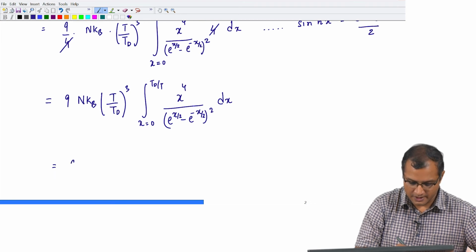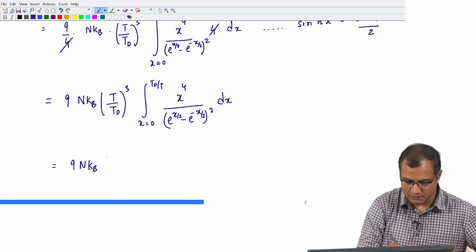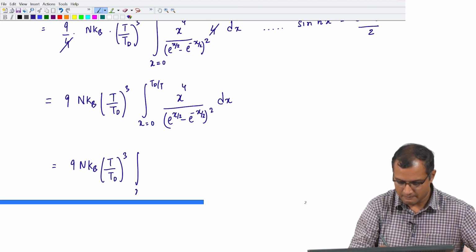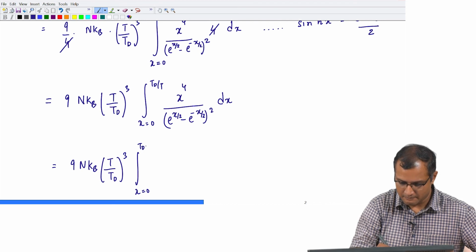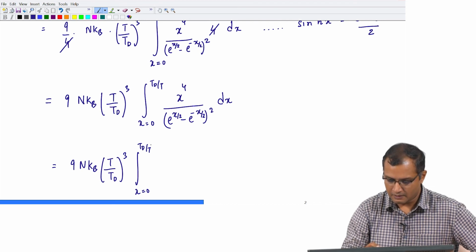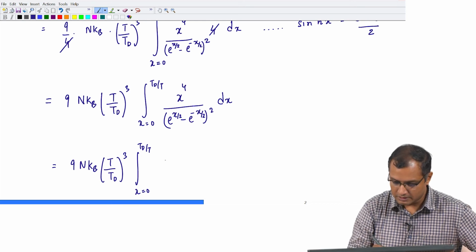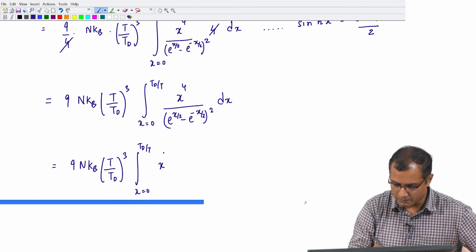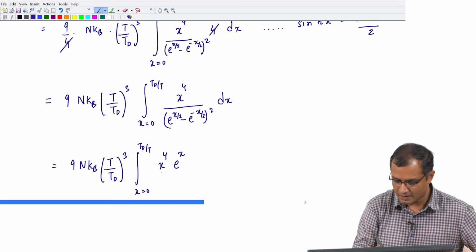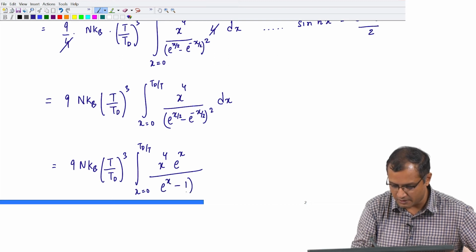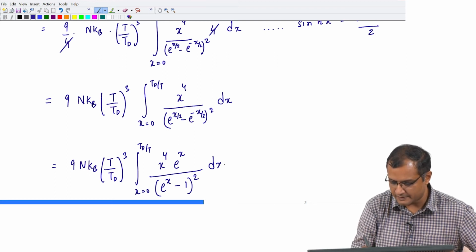So, I can now write it as, if I take e raised to x by 2 common, e raised to minus x by 2, if I take it outside from the denominator, this will simply go to the numerator as e raised to x, and what you will have inside is e raised to x minus 1 the whole square dx.